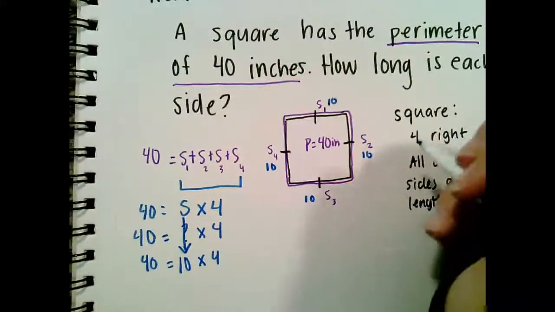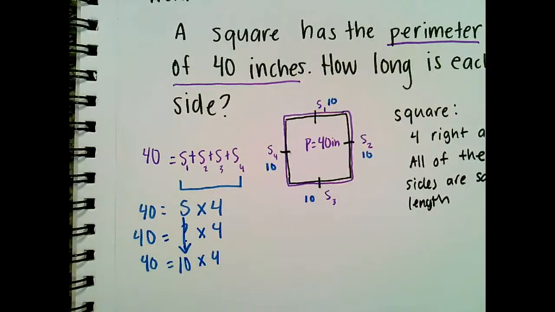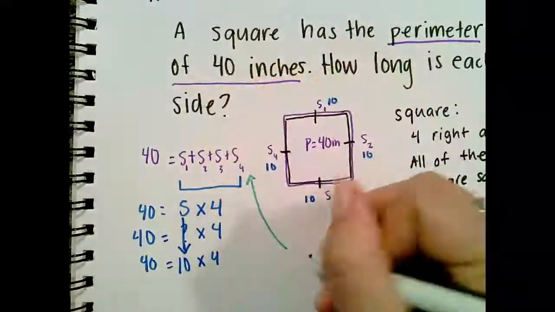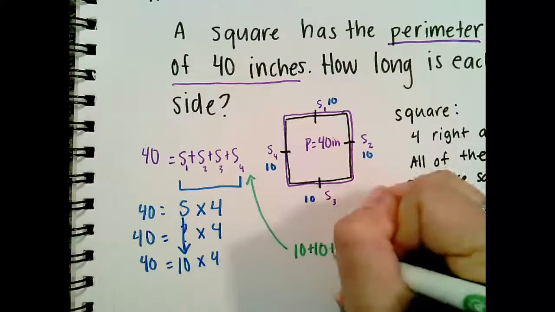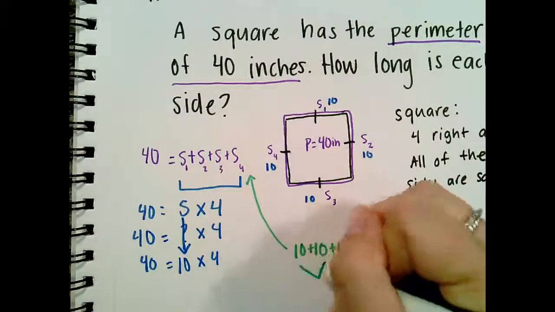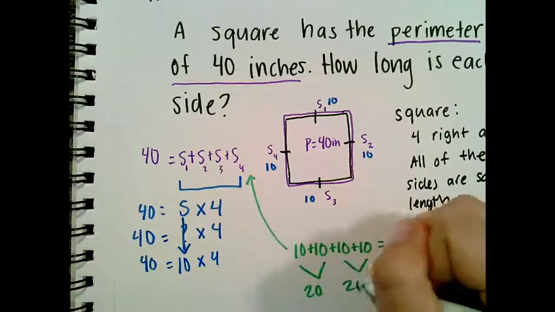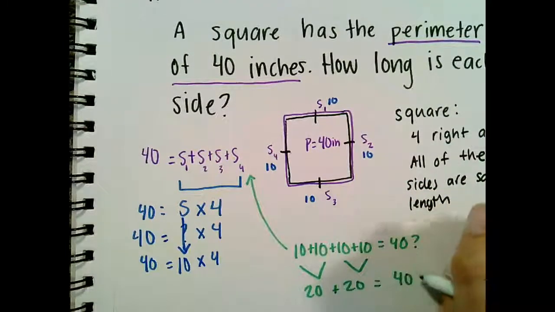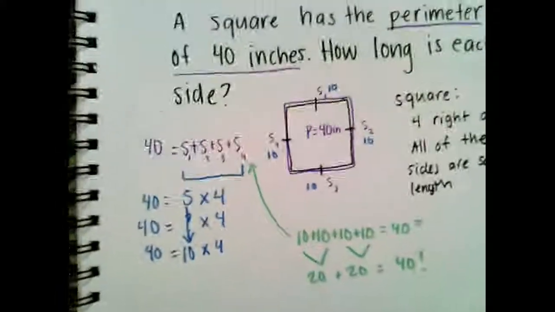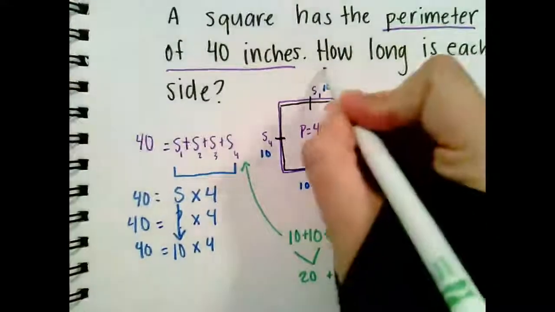I can double check my work to make sure that's correct by putting it back into my original equation up here. Adding 10 4 times. 10 plus 10 plus 10 plus 10, does that equal 40? 10 plus 10 is 20, 10 plus 10 is 20. That equals 40. So now I can write my sentence to answer my question, which is how long is each side?